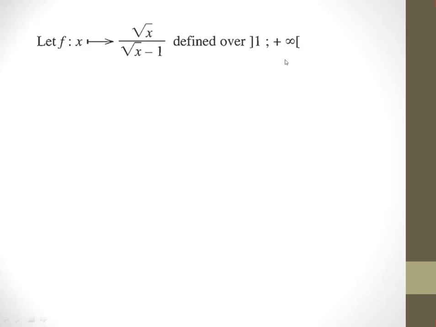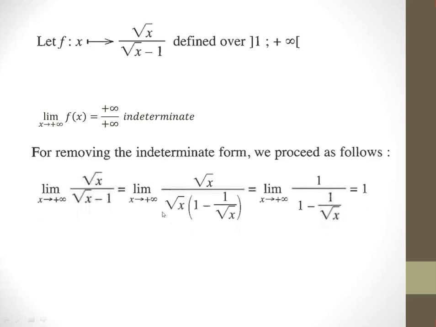Now we have a limit with radical x over radical x minus 1, as x tends to plus infinity. We get infinity over infinity, indeterminate. So we factorize the denominator. We take radical x common: radical x times 1 minus 1 over radical x. We simplify radical x with radical x, and then we substitute infinity. The limit of 1 over radical x is 1 over infinity, which is 0, so the answer is 1 over 1, which is 1.